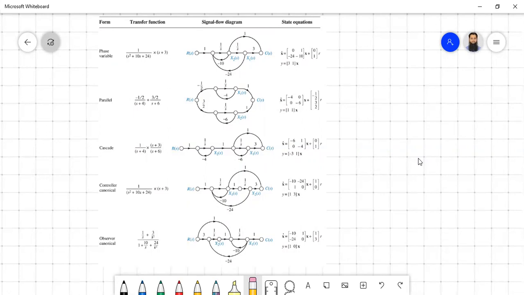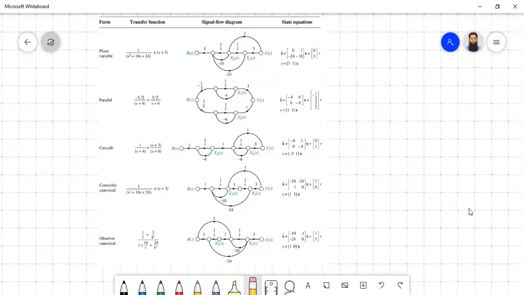Now, my advice for you is to try to produce this table by yourself as a practice, so that you can actually see the different relationships among the forms that we have studied.